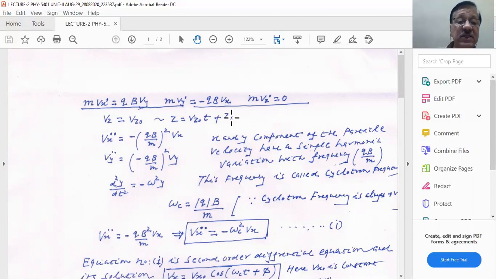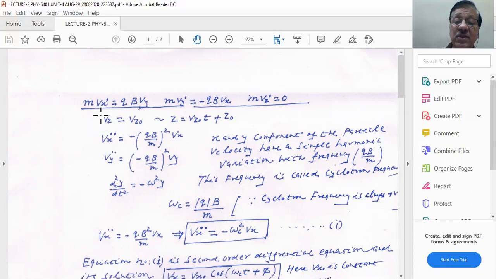Well, friends, as we described last time, since m Vx dot, the time derivative of the x component of the velocity, is not zero, that means there is a change in the x component and in the y component of the particle velocity. And since the magnetic field is not doing any work on the charged particle, there is no change in the kinetic energy of the particle. The velocity magnitude remains constant here.